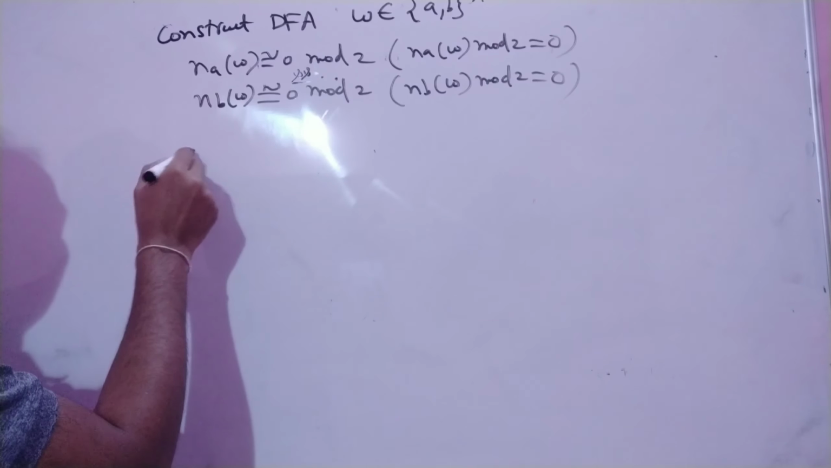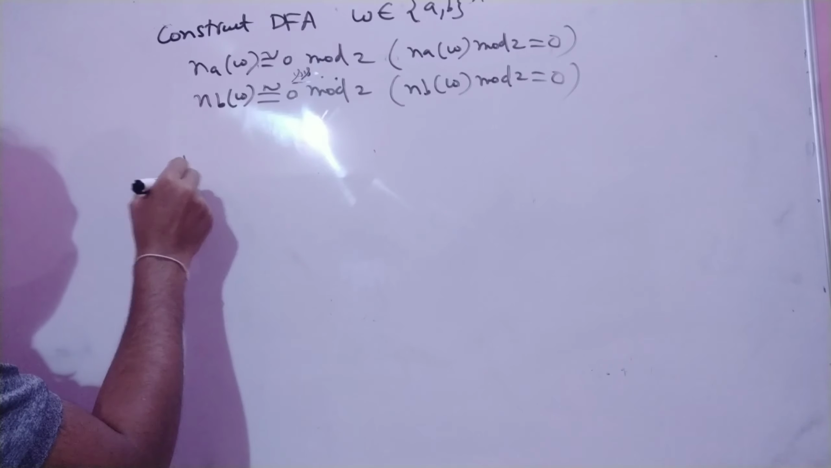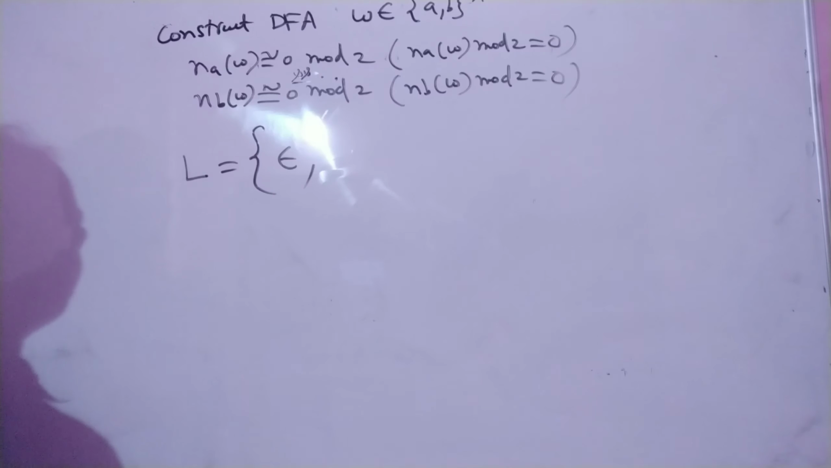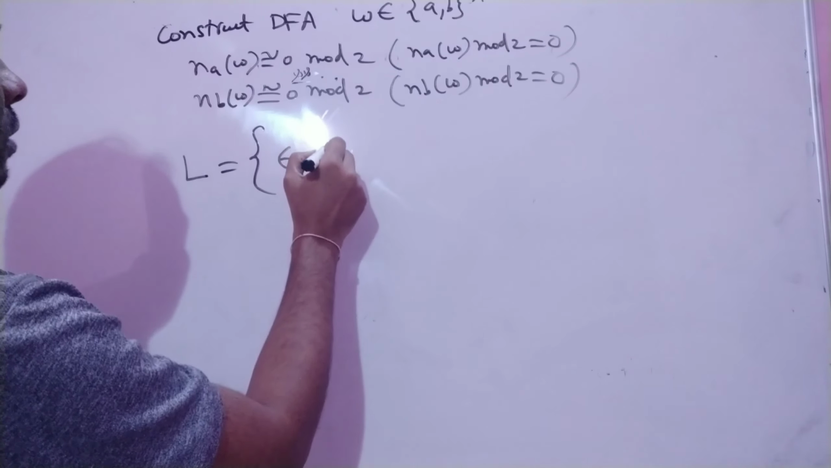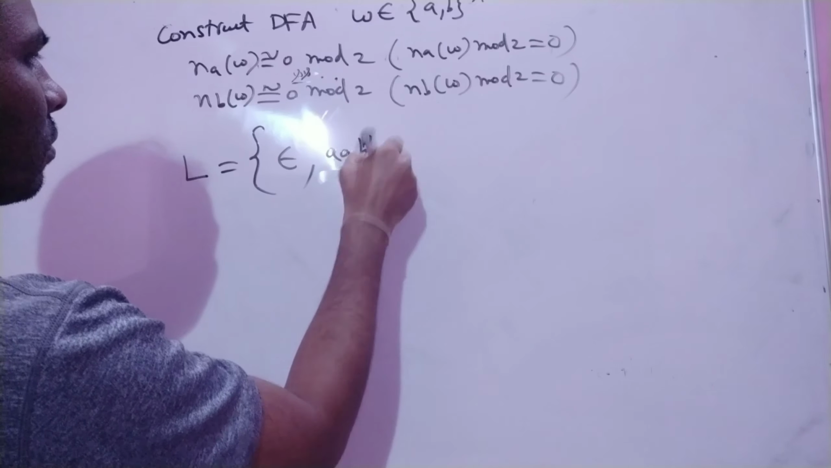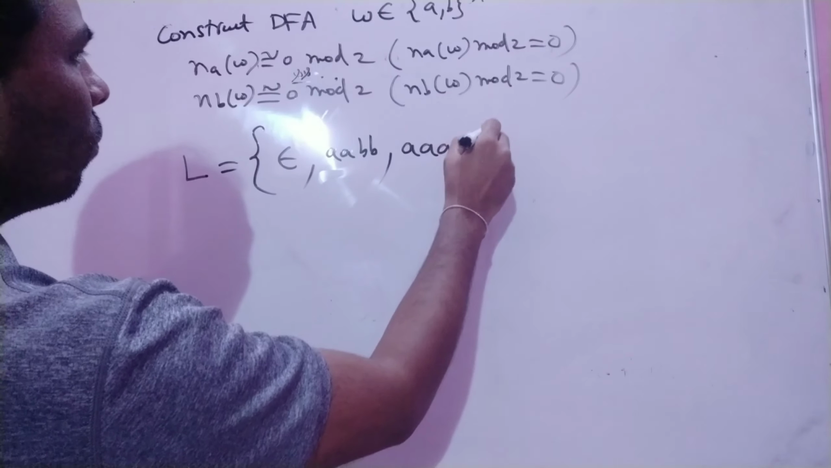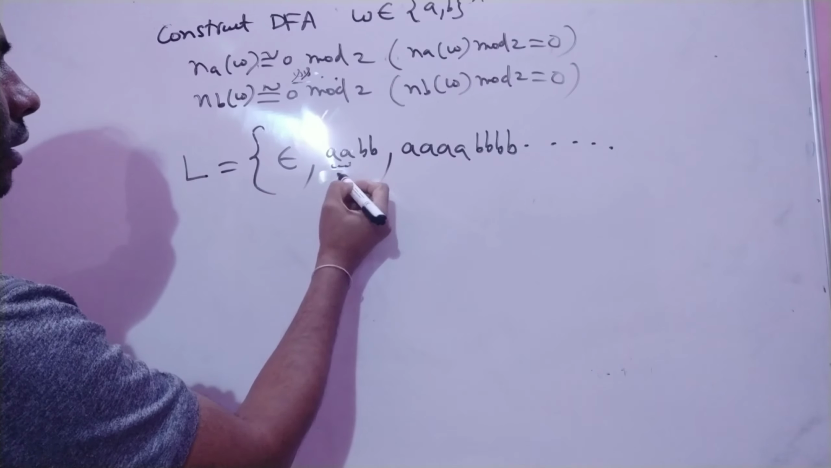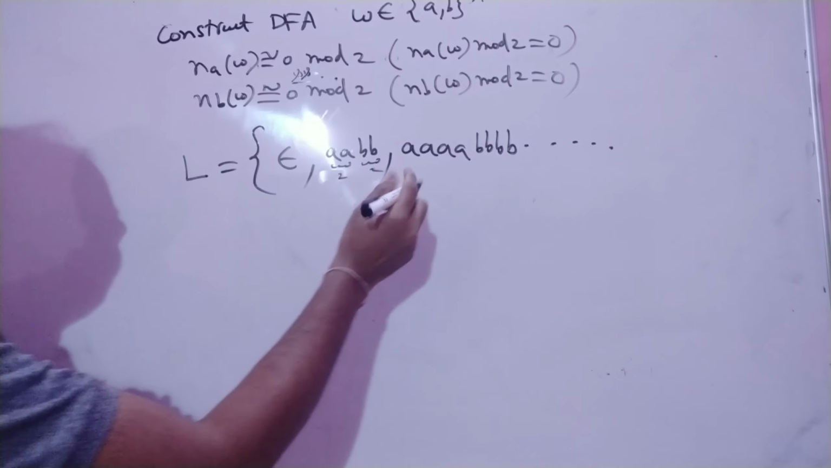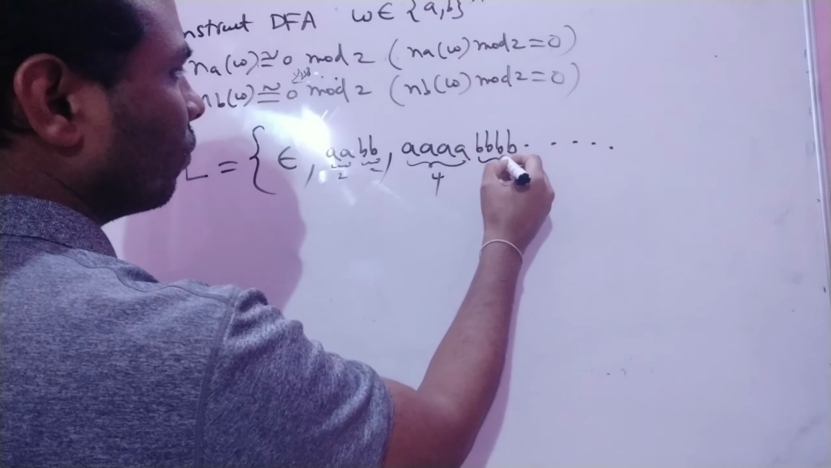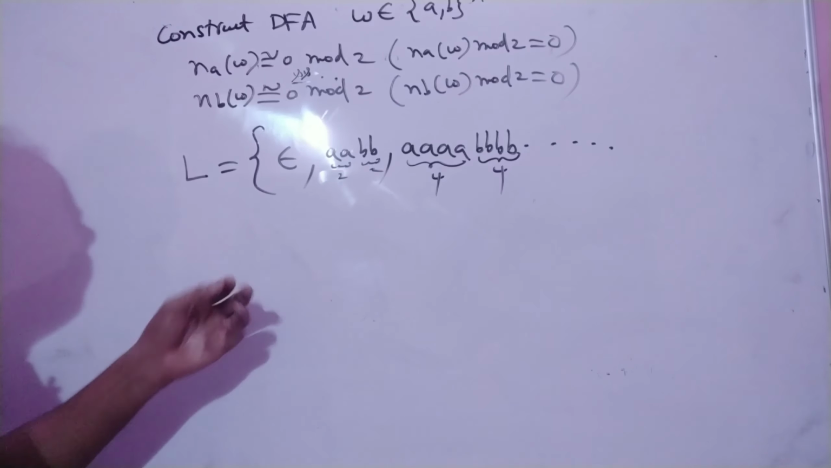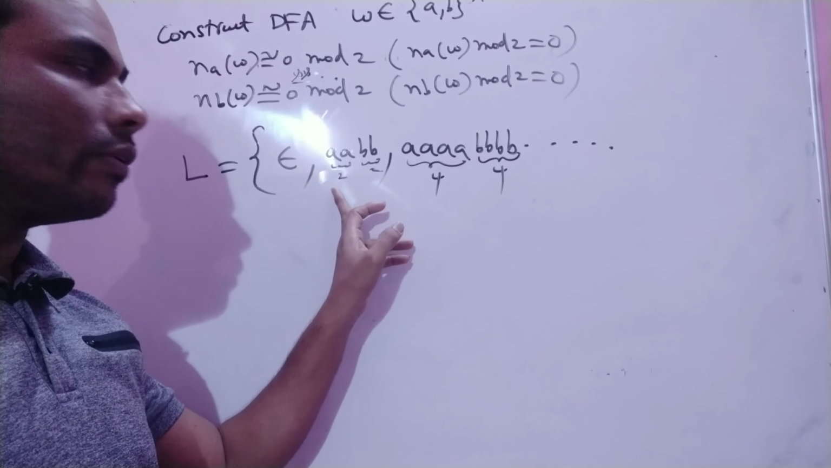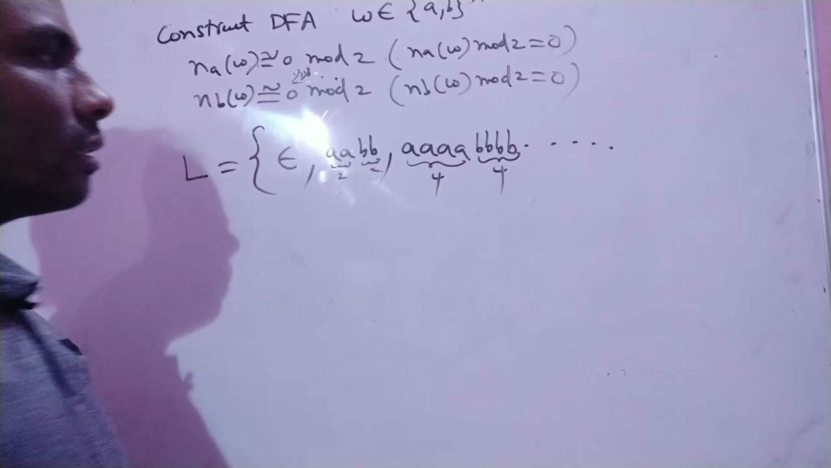So we are expecting the language: epsilon, that is 0 a's and 0 b's, or 2 a's and 2 b's, or 4 a's and 4 b's, like that. Here 2 is even, and 4 is an even number. So whatever string you take, the number of a's and the number of b's should be even numbers only. This exactly is the language we are expecting.